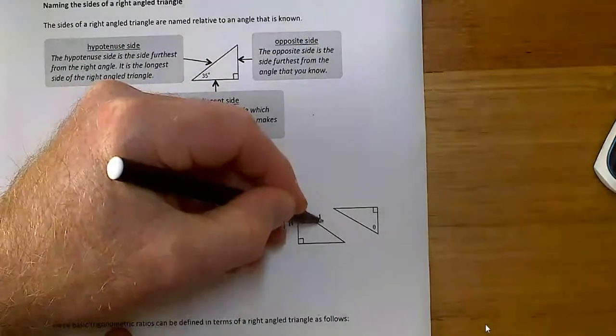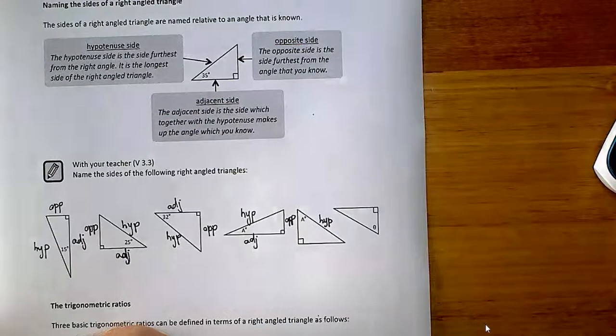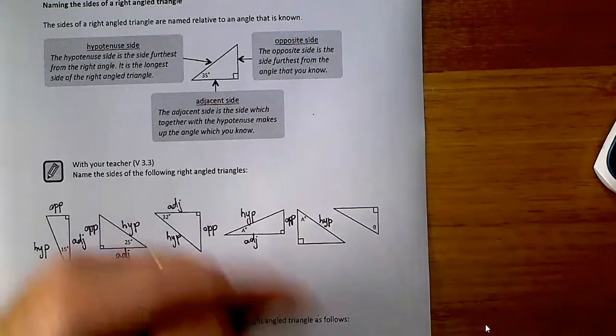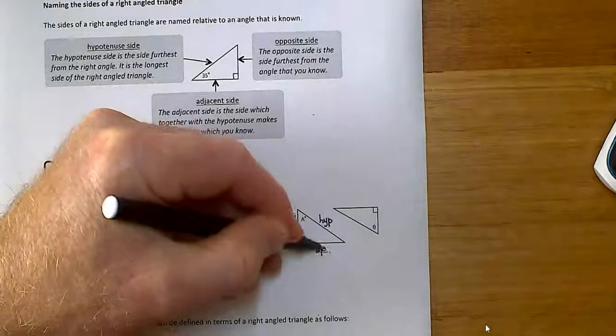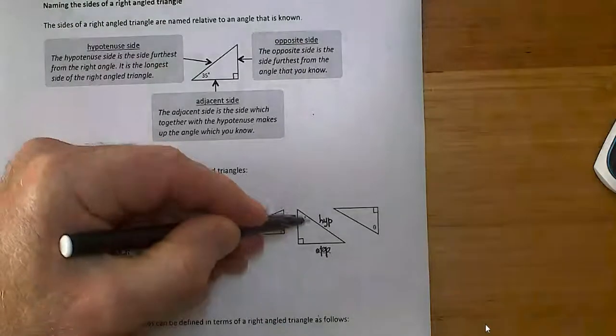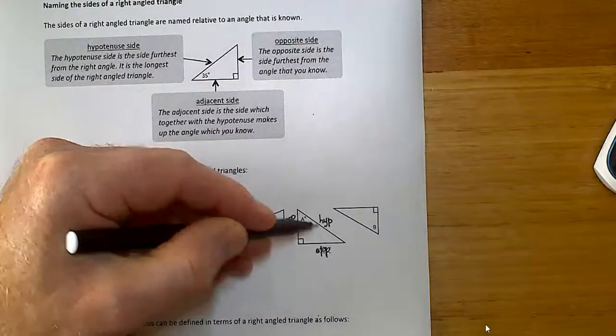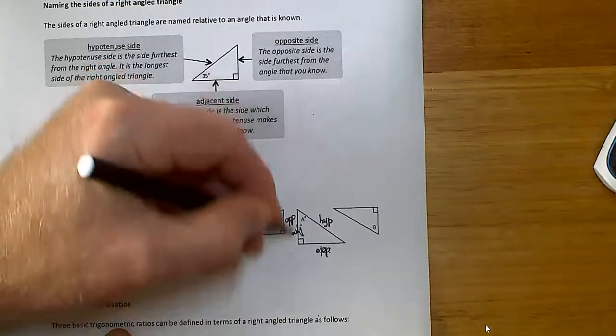Hypotenuse is the longest. The opposite side is furthest from the angle that we know. And the adjacent is the other side, and it goes with the hypotenuse to make up the angle we know.